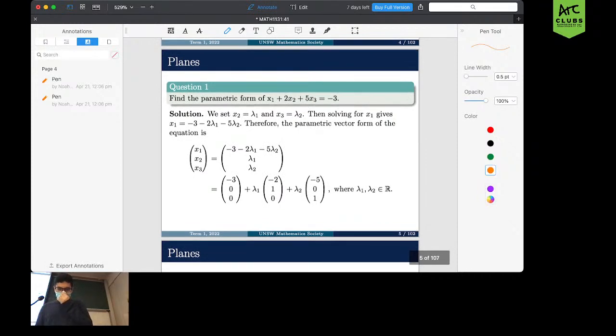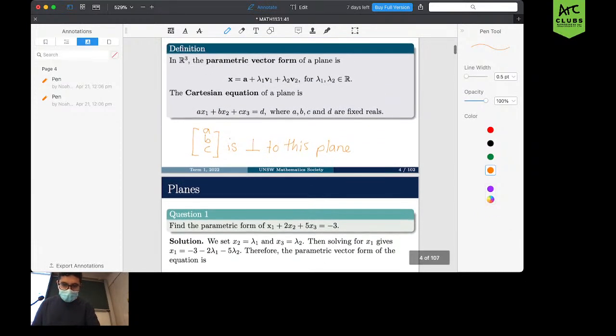Find the parametric form of x1 plus 2x2 plus 5x3 equals -3. After going through probably the last 10 1131 papers, this question always comes up, and it's probably the second most popular question that I've seen to do with vectors. Essentially, we're just converting from Cartesian equation to parametric vector form. In the parametric vector form, we have two real scalars, lambda 1 and lambda 2, which means we need to introduce these two parameters when we're converting from the Cartesian equation to the parametric vector form.